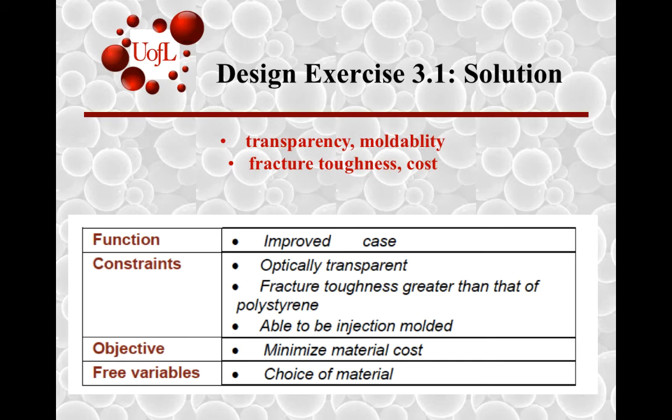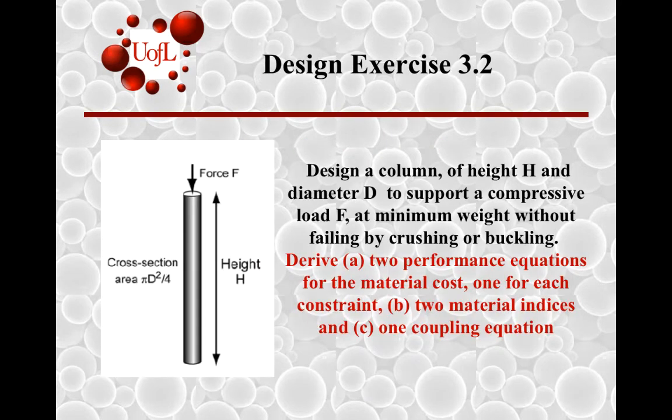With this in the background, let us go and look at a problem involving designing a column. The height is h, the diameter is d, and the column is supposed to support a compressive load F. You want to have the minimum weight to address two failure constraints, one by crushing and the other one by buckling. And you want to look at minimizing costs for each constraint, and specifically the material cost.